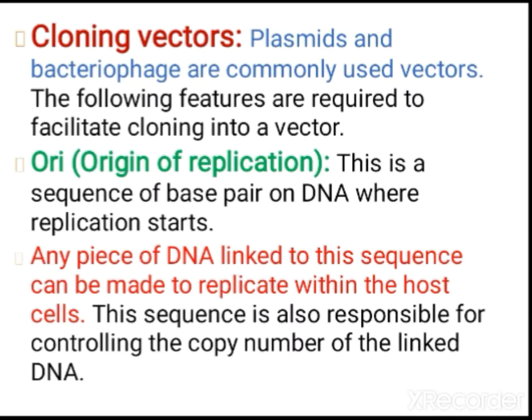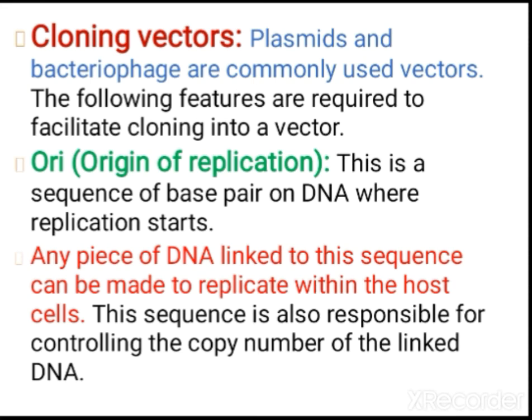Next, let us see cloning vectors. Plasmids and bacteriophages are commonly used vectors. Already we studied ORI, that is origin of replication. This is a sequence of base pairs on DNA where the replication starts, that's why you call it origin of replication. When any type of DNA is linked to this sequence, then it will multiply.